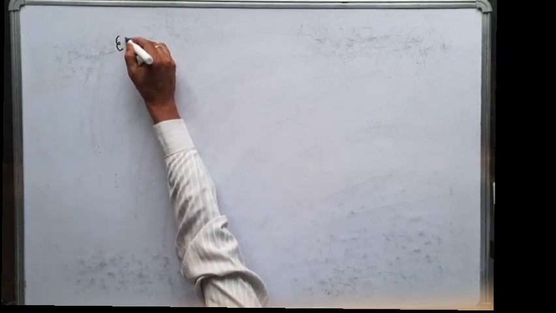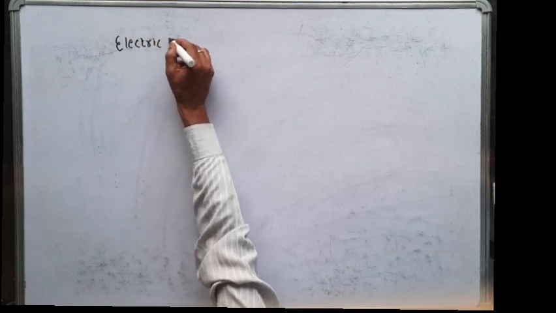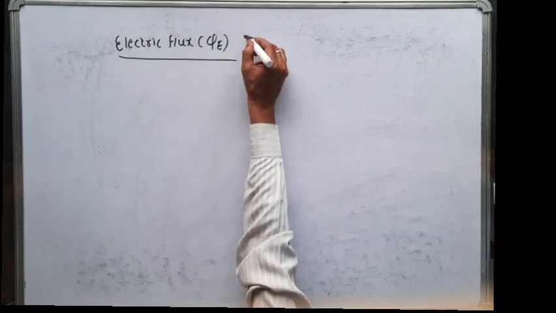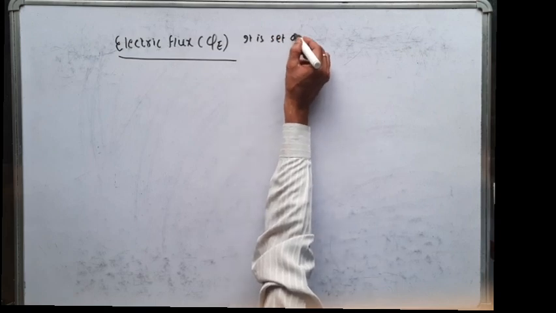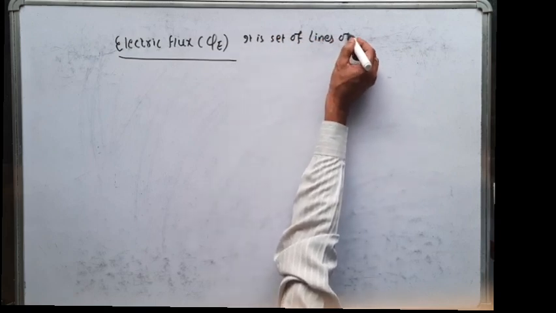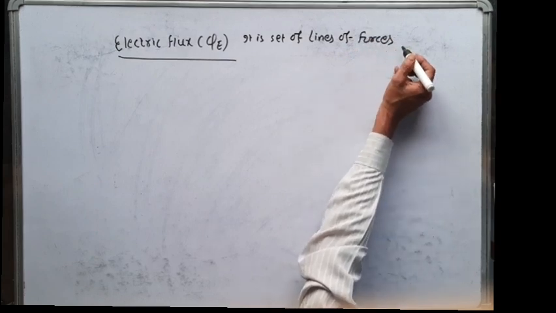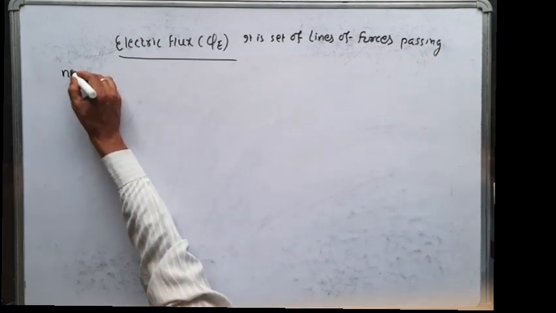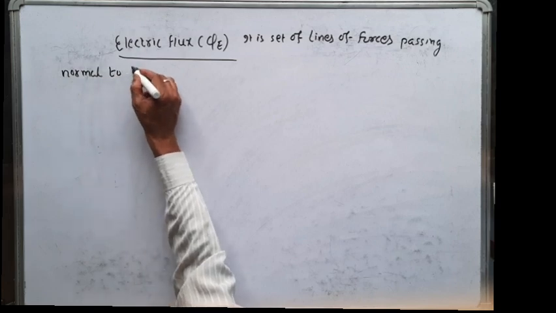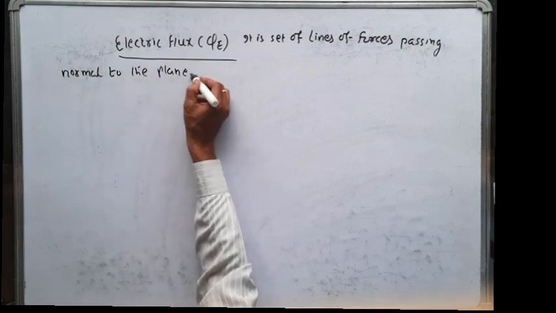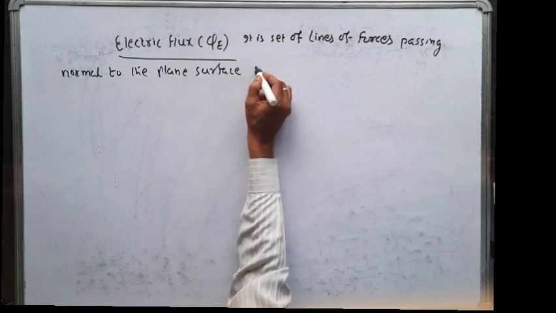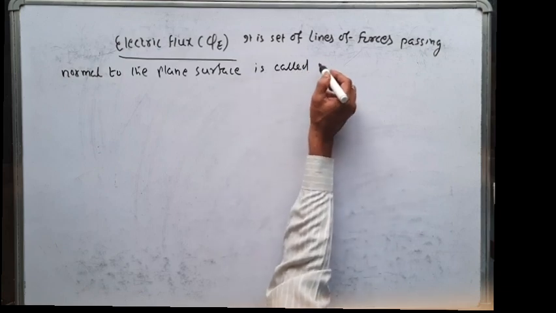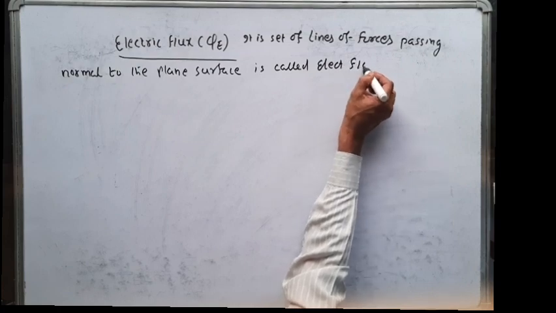So electric flux, phi E. Definition of electric flux: What is electric flux? It is the set of lines of force. Which lines of force? Electric lines of force passing normal to the plane surface is called electric flux.